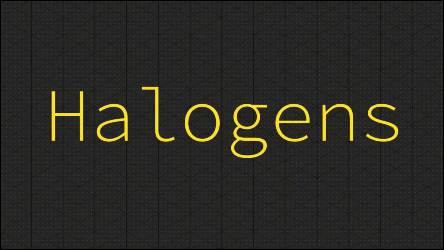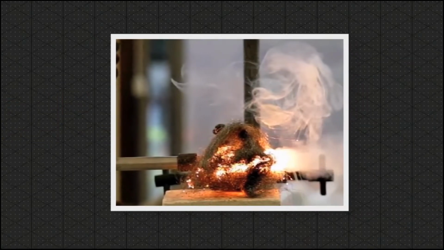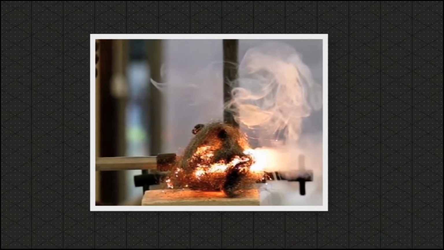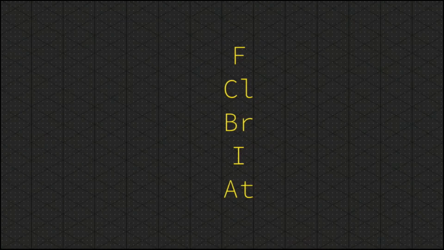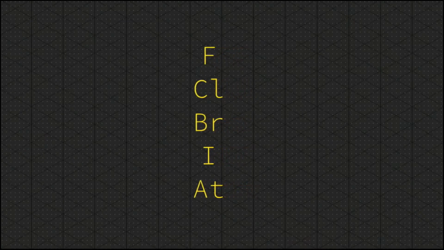The next family of elements are called halogens. All of the halogens are nonmetals and are very, very reactive. Even the least reactive halogens are corrosive and harmful. Some examples of halogens are fluorine, chlorine, bromine, iodine, and astatine.